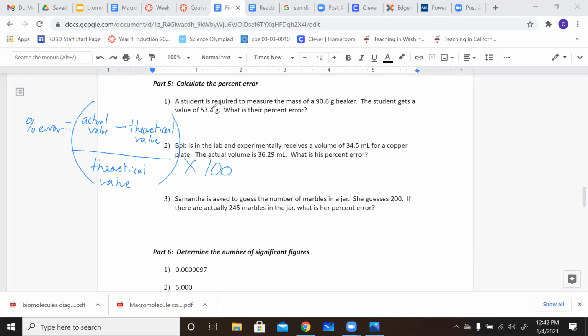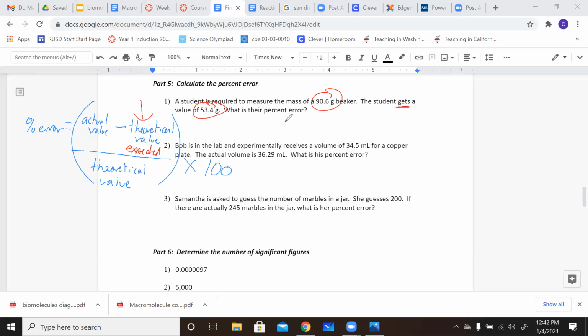So what they actually got was this, because what they get, you see that verb gets, so that's what they got. What they're supposed to get is this. That's your theoretical value. Another way you'll see this represented, you might see a formula called expected value. So theoretical value and expected value mean the same thing.